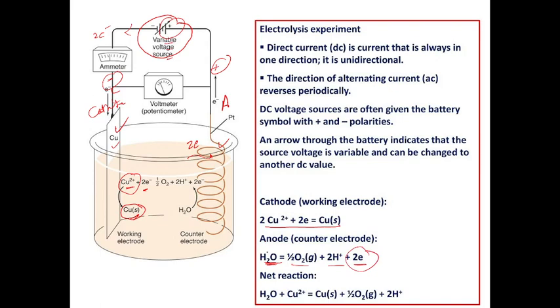Here this reaction is happening: water is converted into oxygen, 2 hydrogen ions and electrons. By this reaction electrons are produced, but by the other reaction electrons are consumed. So the overall net reaction is H2O plus copper: copper will be deposited and it will make oxygen plus hydrogen. So this is the working principle, and how oxidation and reduction happen by applying an external voltage.